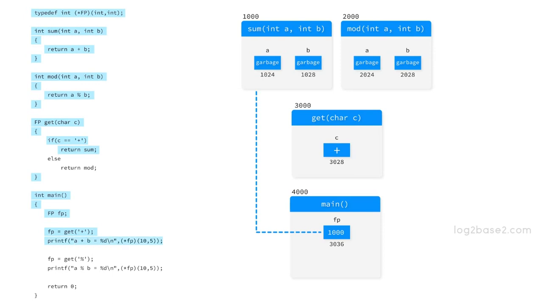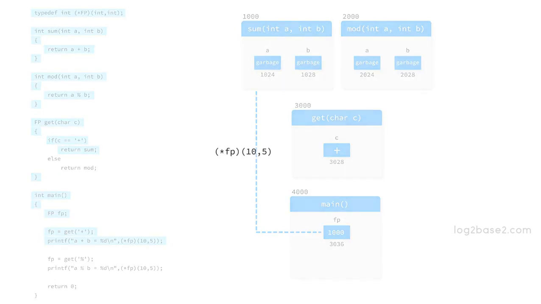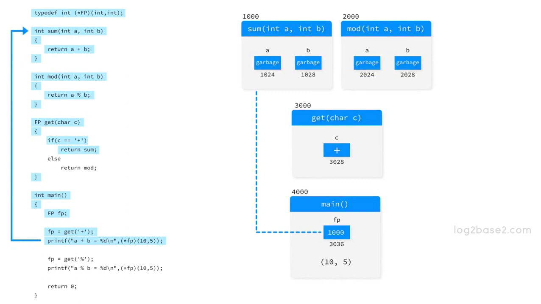Now we print a plus b equal to and call the function sum using fp and passing 10 and 5. One thing that we have to understand is star fp of 10, 5 is the same as writing fp of 10, 5. So control goes to sum and 10 and 5 will be stored in a and b respectively, and a plus b or 10 plus 5 equal to 15 will be returned to main and will be printed on screen.